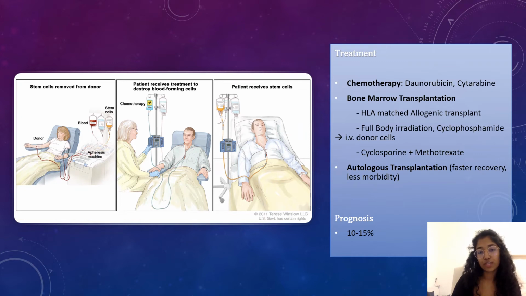You can also make use of autologous transplantation, where the patient's own cells are used. This has advantages including faster recovery as well as less morbidity. Prognosis of a patient with AML is around a 10 to 15% 5-year survival rate.